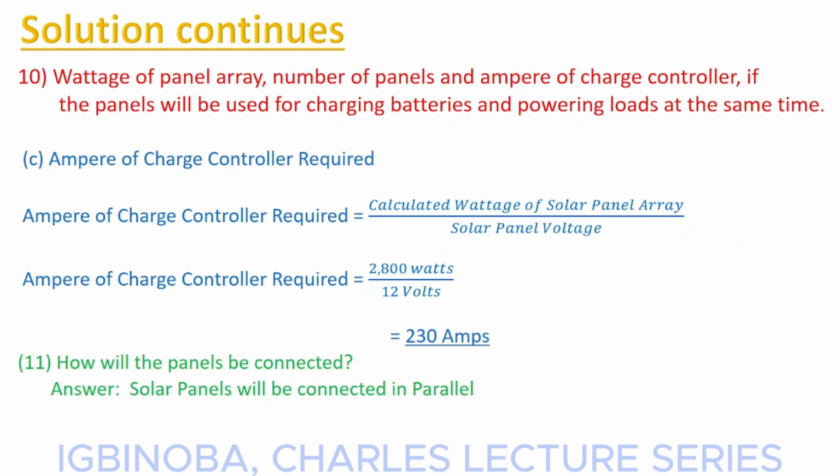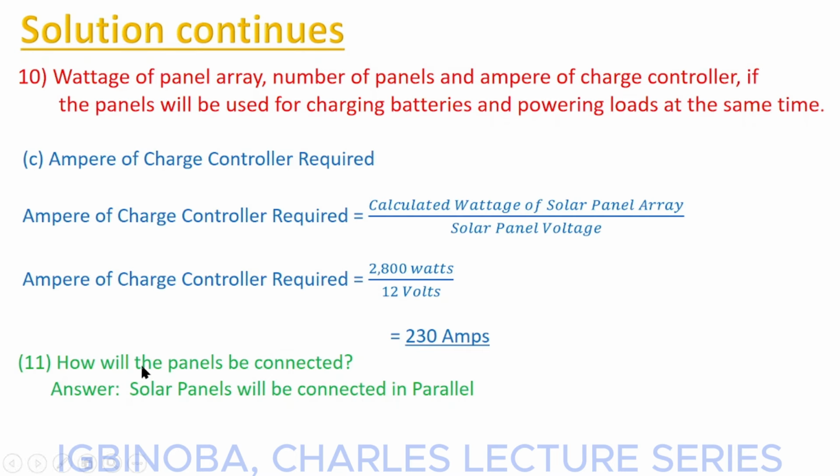Then the last question, which is the capacity, the ampere of the charge controller required, is the same thing. So you take the calculated wattage of solar panel array that you just calculated, divided by your solar panel voltage, which is 12 volts. By the time you do that, you have your ampere of your charge controller required as 230 amps. So that is the result you get for your ampere of your charge controller.